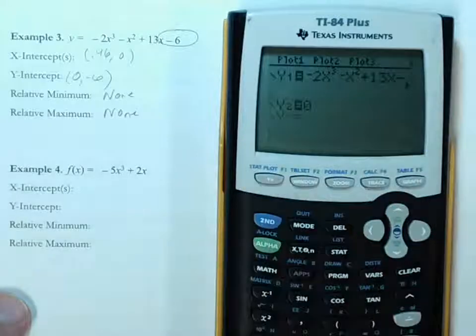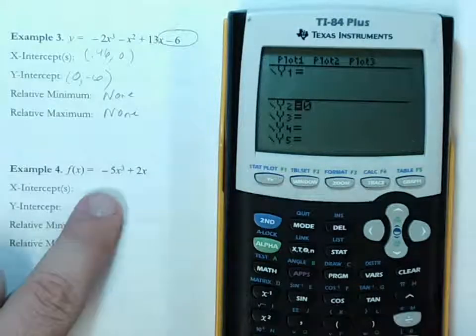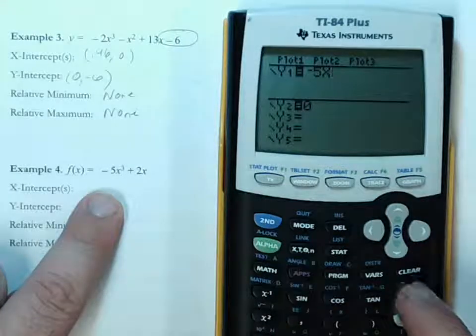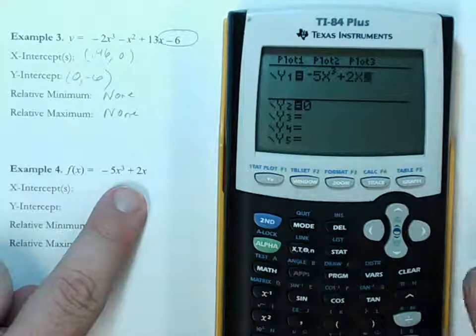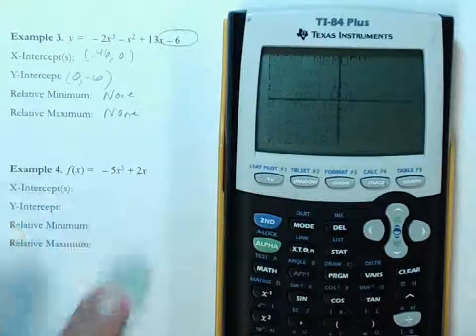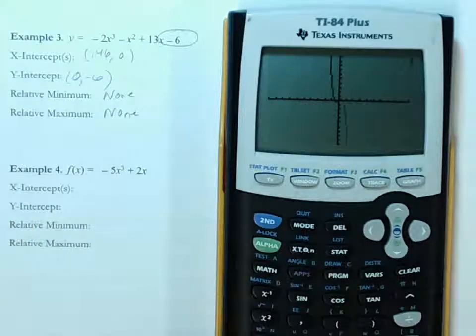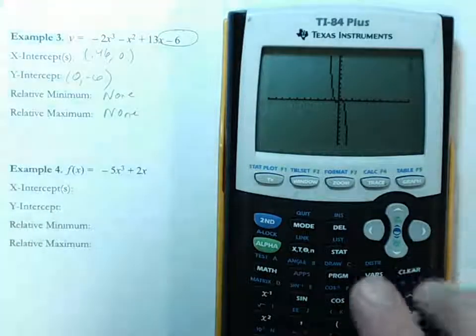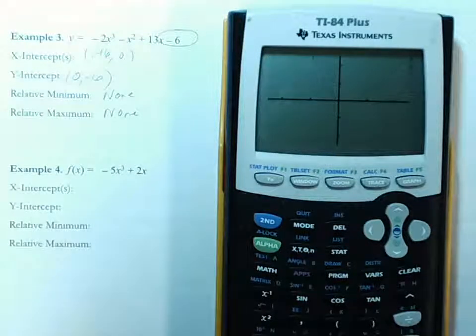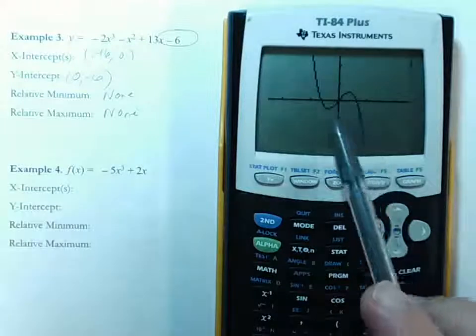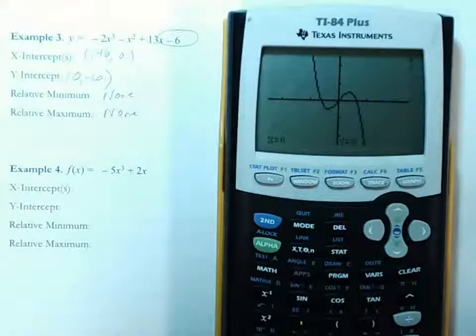Let's try one more, shall we? So we've got negative 5x to the 3rd power, right arrow, plus 2x. And I'm going to hit zoom 6 just to start over. We may have to fool with the window, though. Okay, that's not too bad. In fact, I'm going to zoom in because it's difficult to see. I think there are 3 x-intercepts. There are 1, 2, and 3.